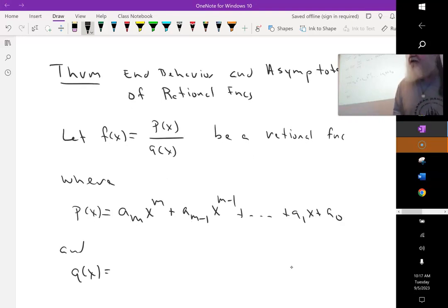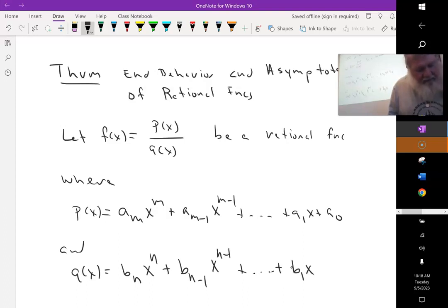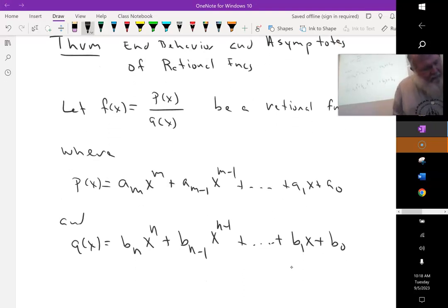And q of x is also a polynomial, and we need to have different variables because they may not have the same degrees. So we'll call this one b sub n x to the n plus b sub n minus 1 x to the n minus 1 plus dot dot dot plus b sub 1 x plus b naught, with a sub m not being 0 and b sub n not being 0. That just means the m and the n are the leading terms.